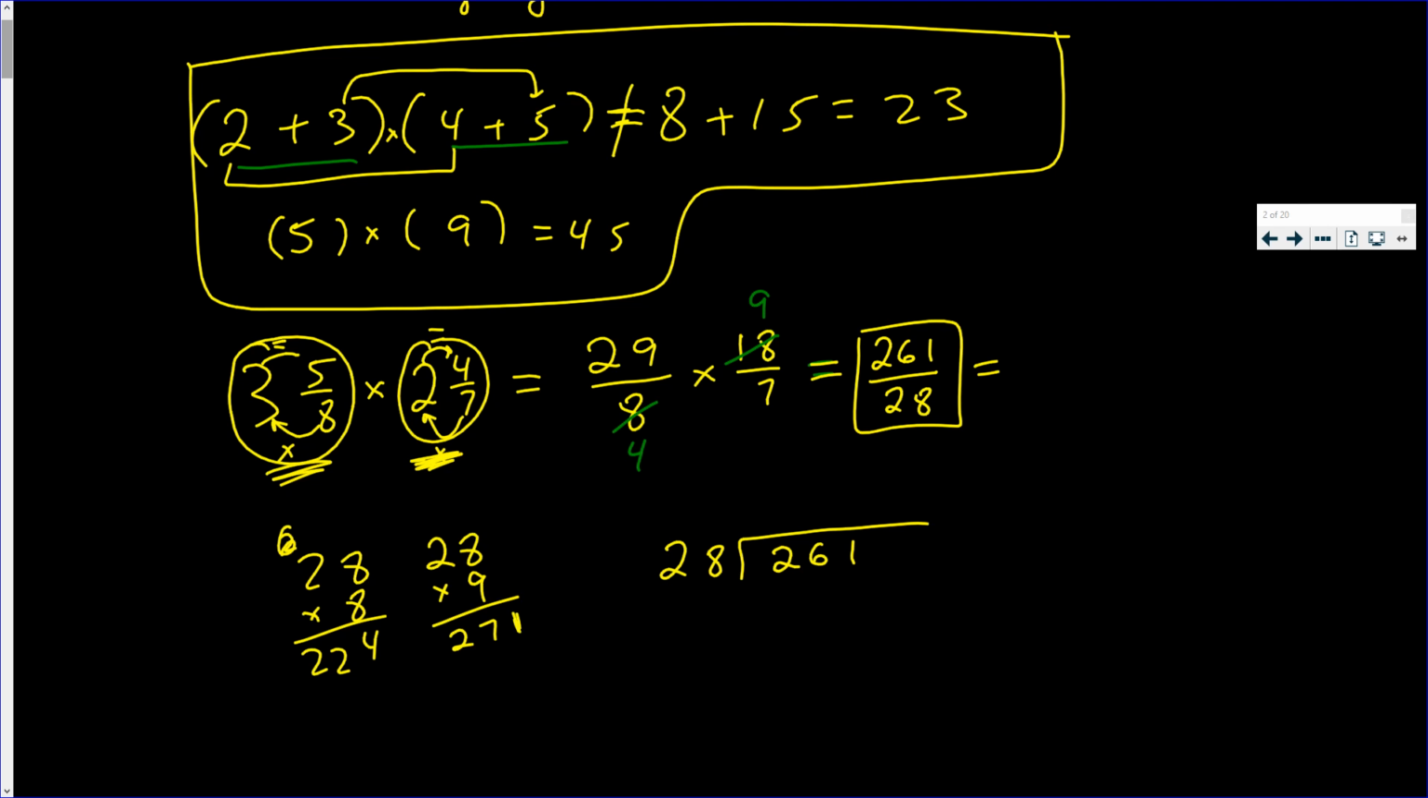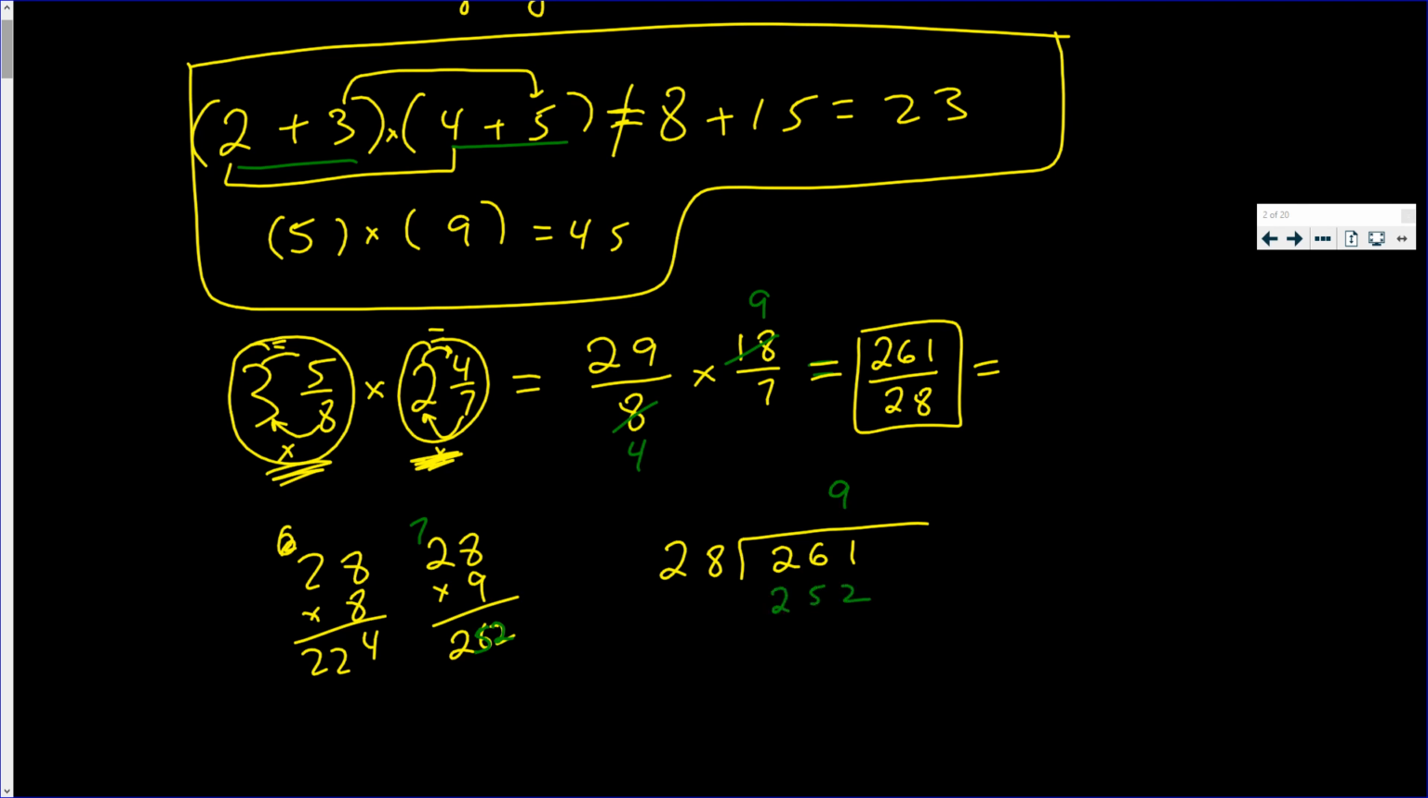Well, it can't be that. 280, 262, I apologize. Should be 252. Let's see if I'm right. 9 times 8 is 72. 9 times 2 is 18, plus 7 is 25. Yes, it's 252. So we can only take away 9 of them.